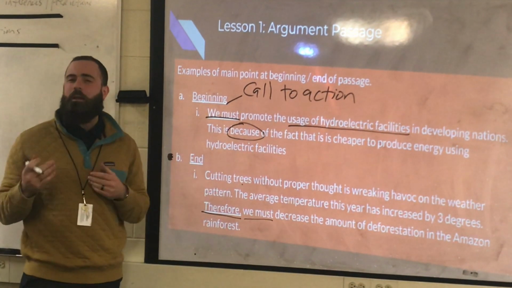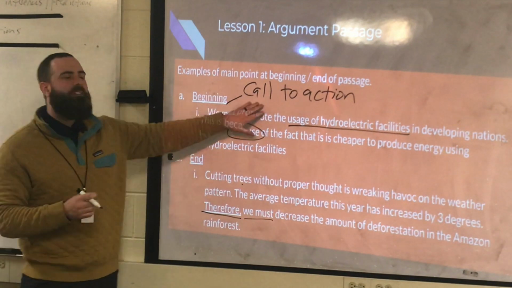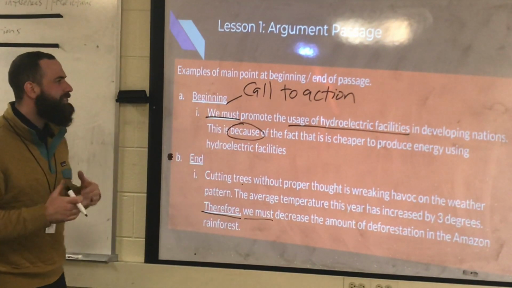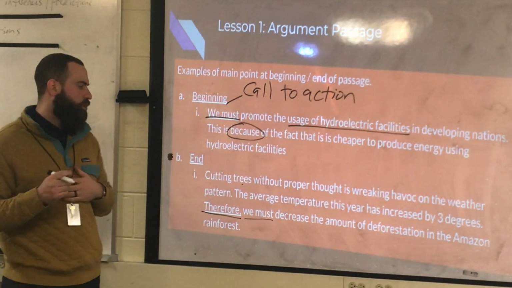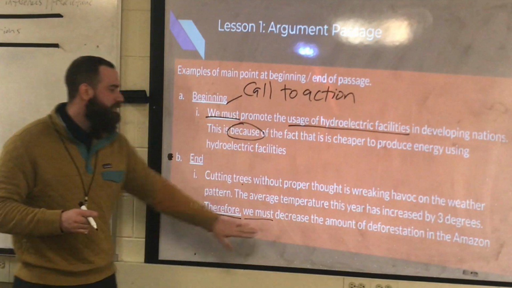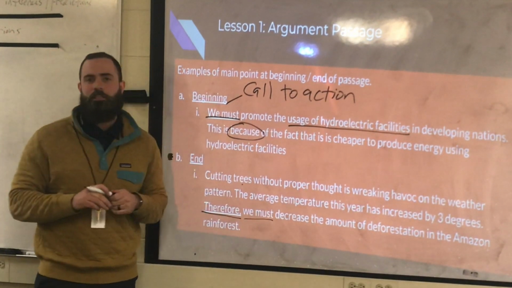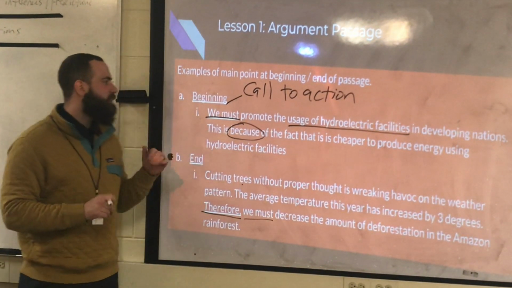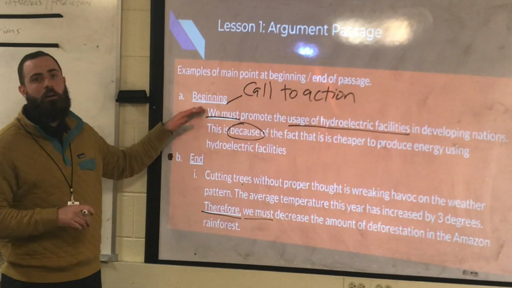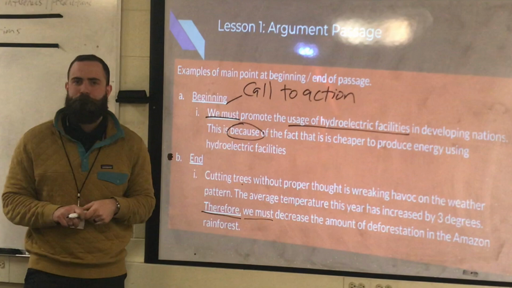Now you might be asking yourself, cutting trees without proper thought is wreaking havoc on the weather pattern. That sounds maybe like an argument, but remember, we're looking for that call to action. What do they want us to do? What is that point that they're trying to really push home? And it's not just that it's wreaking havoc. What do they want to do about it? They want to decrease the amount of deforestation. So there are two examples of finding those key phrases to identify that argument being made at the beginning of a passage or at the end.